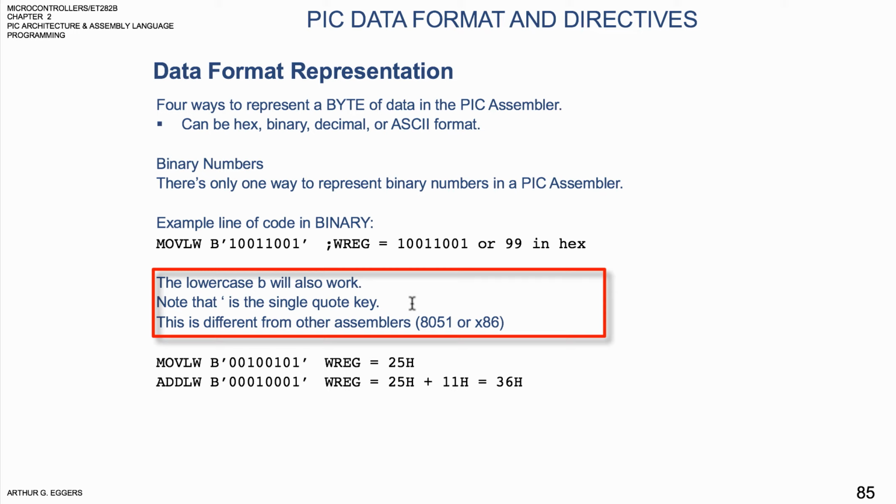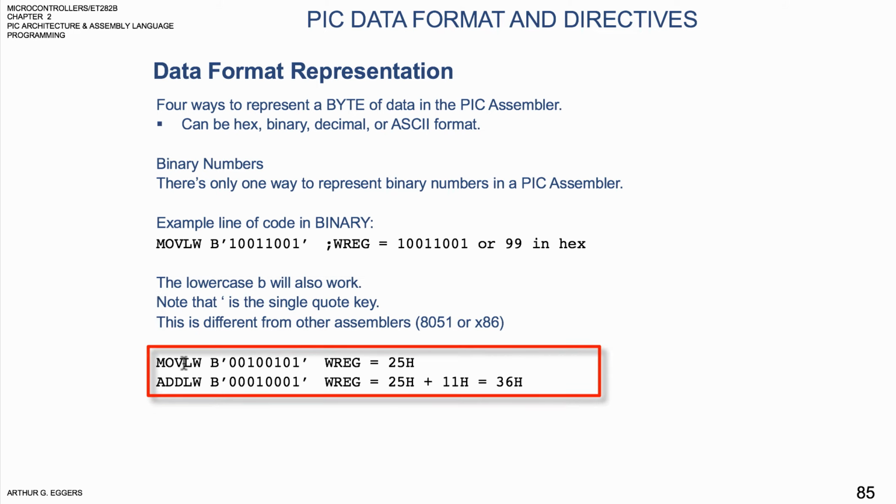This is different from other assemblers such as the 8051 or the X86, and here are a couple of examples. Move LW, it's telling it it's a binary number, open a single quote, 0010 0101 adds a hex value of 25 into the working register. Add literal value into the working register, binary number 0001 0001. So we're going to add that value, 11H, to the 25 that's already there, which gives us 36H.